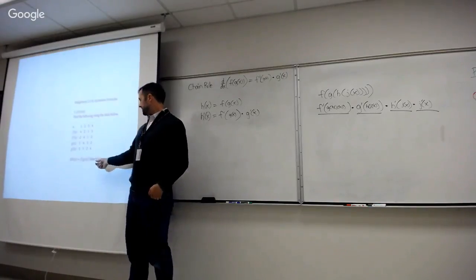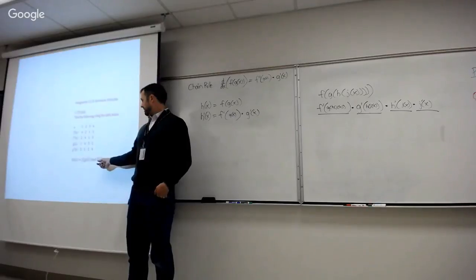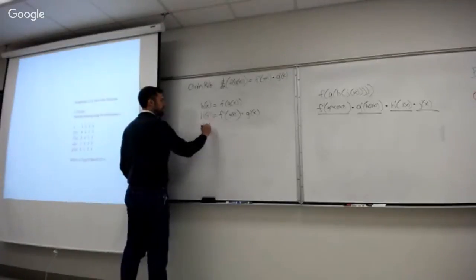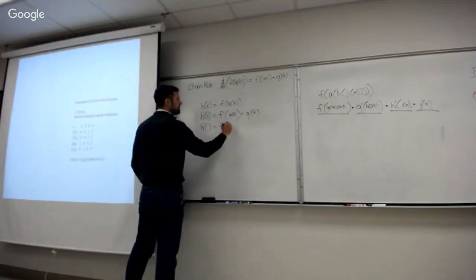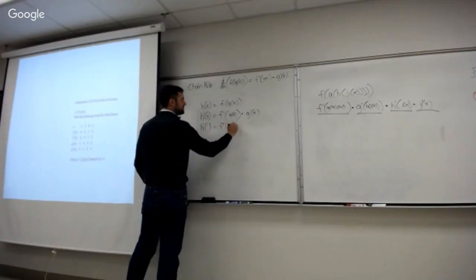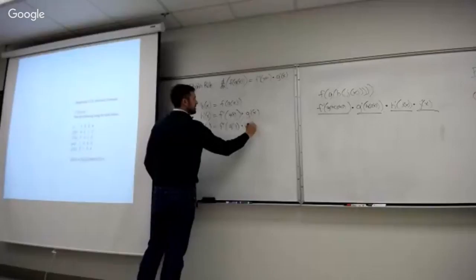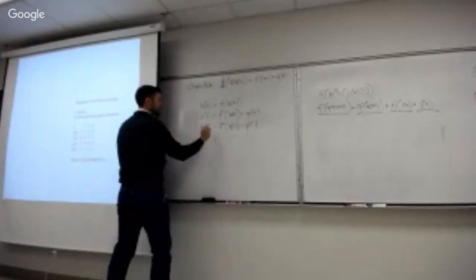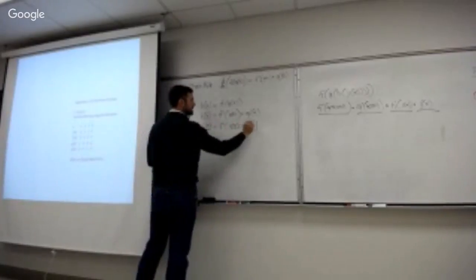And what would they like us to find? 1. Yeah, just plug in 1. So I'll go ahead and first write it empty. h prime of something equals f prime of g of something times g prime of something. And so what value will I plug in? 1. So I plug in 1 there, and there, and there.